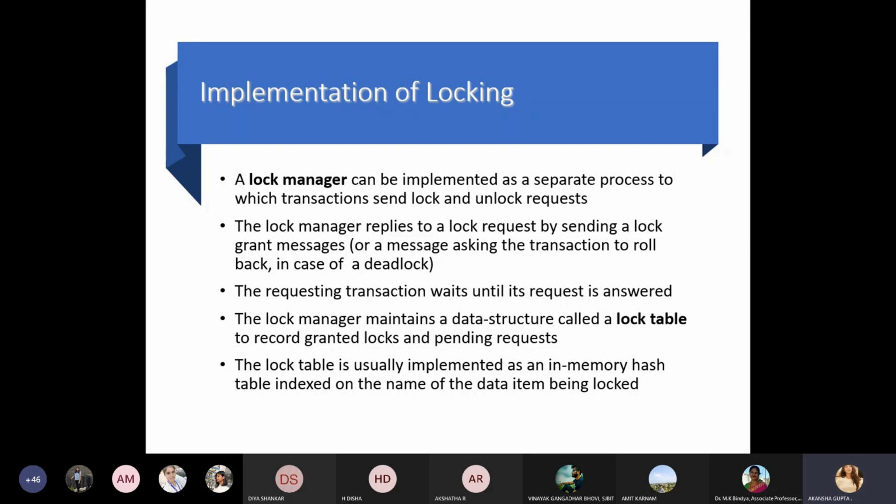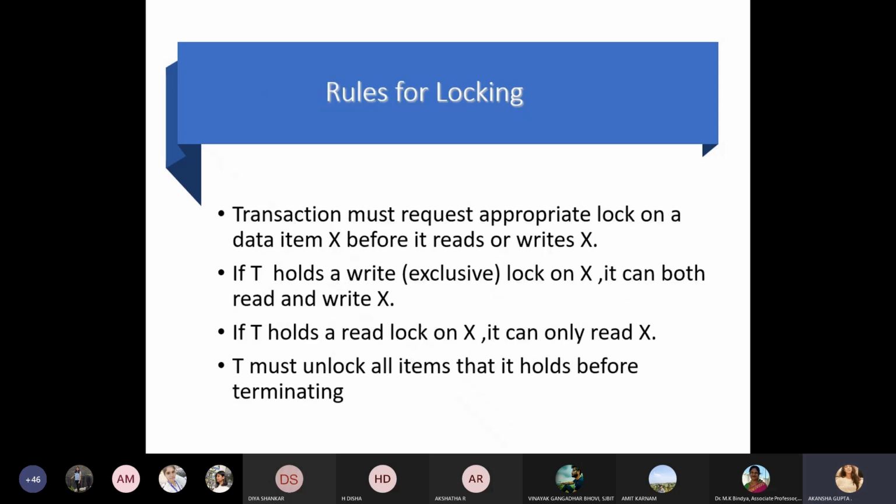So here the lock manager can be implemented as a separate process to which transactions send lock and unlock requests. The lock manager replies to a lock request by sending a lock grant message or a message asking the transaction to roll back in case of a deadlock. The requesting transaction waits until its request is answered, and the lock manager maintains a data structure called the lock table to record granted locks and pending requests. The lock table is usually implemented as an in-memory hash table indexed on the name of the data item being locked. So there are some rules for locking.